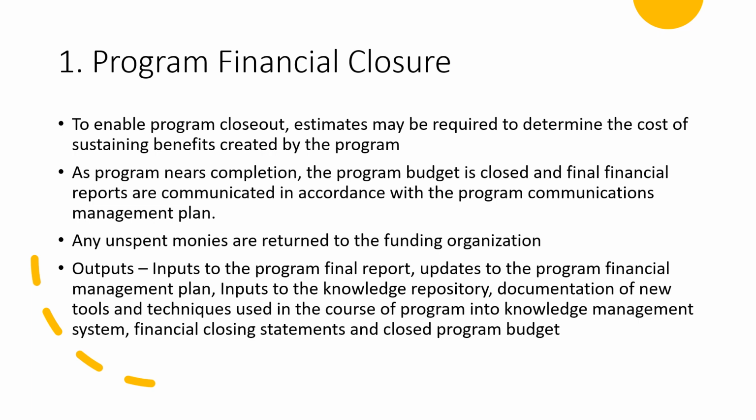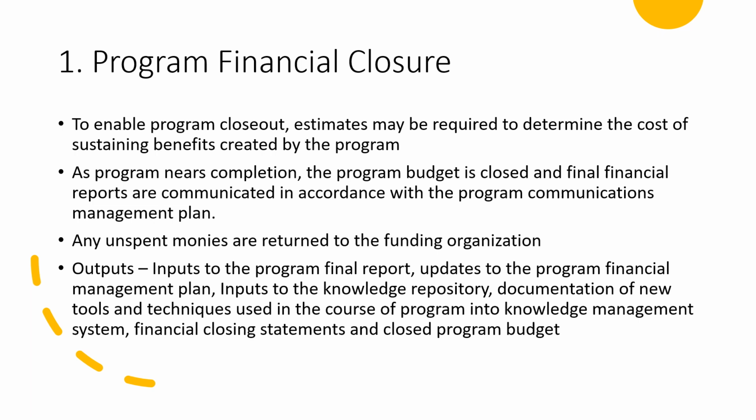So essentially, when you close the program, the first thing you have to do is the financial closure. For that, you need to understand, if any transition is going to happen, whether the budget for transitioning or for ongoing operation comes from the program budget or from some other budget. According to that, you can plan it, and decide whether you need an estimate or not. And then you have to complete your program budget and produce actuals, as per the mechanism defined in the program communication management plan. Any unspent money will be returned to the funding organization.